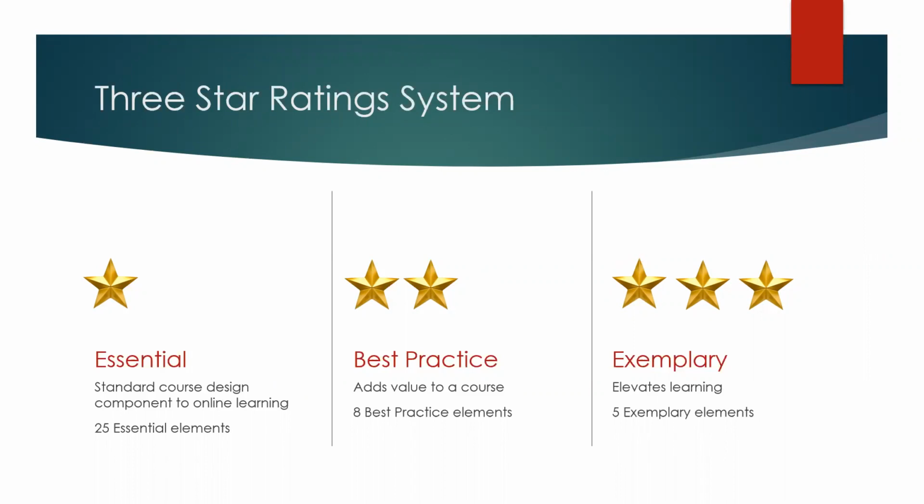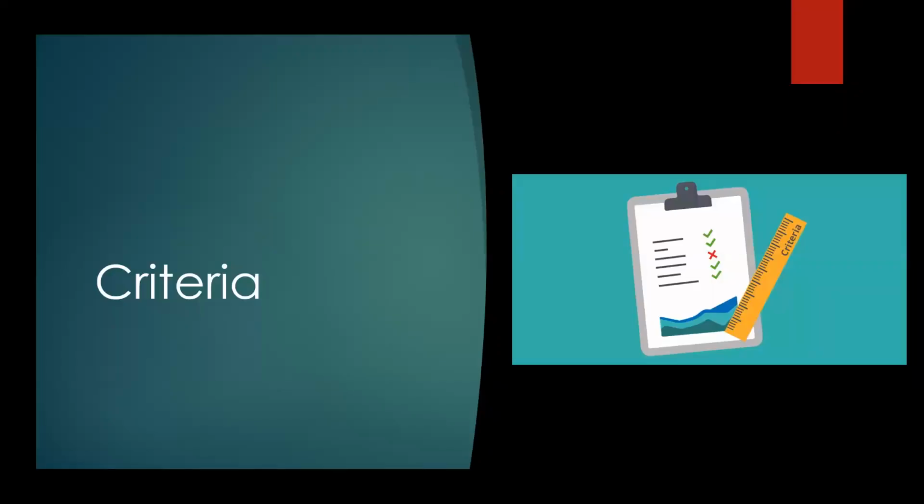If something has 2 stars, it's considered a best practice and it adds value to the course. And there are 8 of those on the checklist. If something has 3 stars, it's considered exemplary because it elevates learning. And there are 5 of those elements on the checklist. Now let's take a look at the criteria that fit into the Part 1 course information.